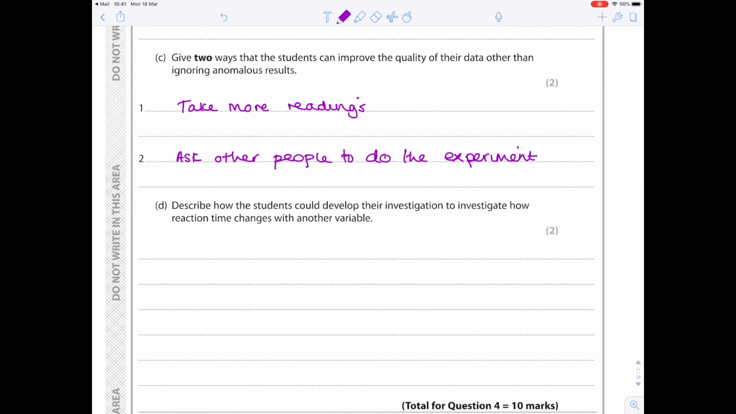Describe how the students could develop their investigation to investigate how reaction time changes with another variable. So what else could we look at? So they're still doing the same thing, they're catching the ruler. We've still got the same set of people, but maybe we could use a larger group of students and actually have a look at how their reaction time varies with a variable about themselves, so maybe their age or their height.